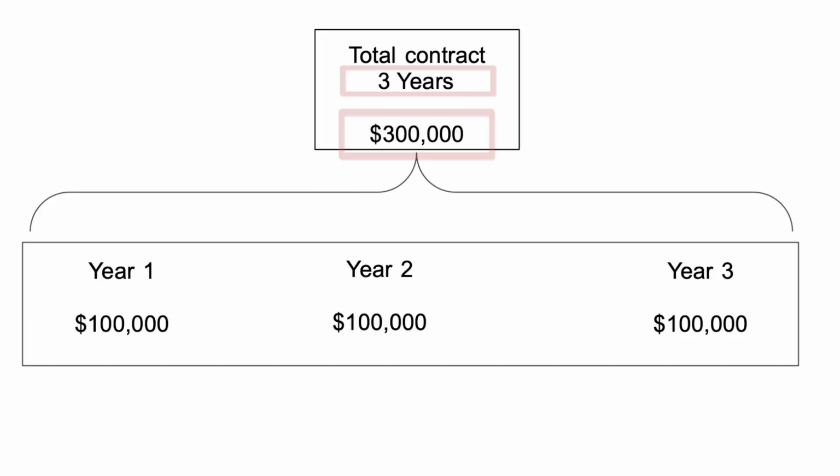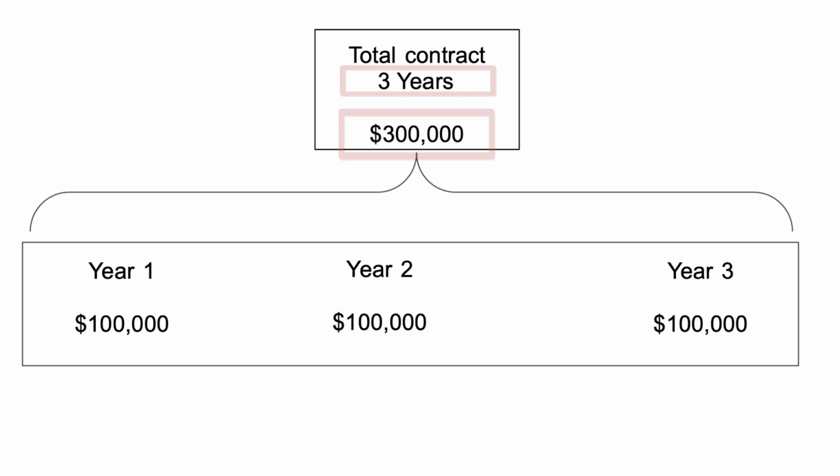What the company should be doing in this case is recognizing the revenue over the life of the contract based on the delivery of the service. So basically, in this example, let's assume that the company delivers the service on an equal basis for year 1, 2, and 3. It should be recognizing 100,000 in year 1, 100,000 in year 2, and then 100,000 in year 3.